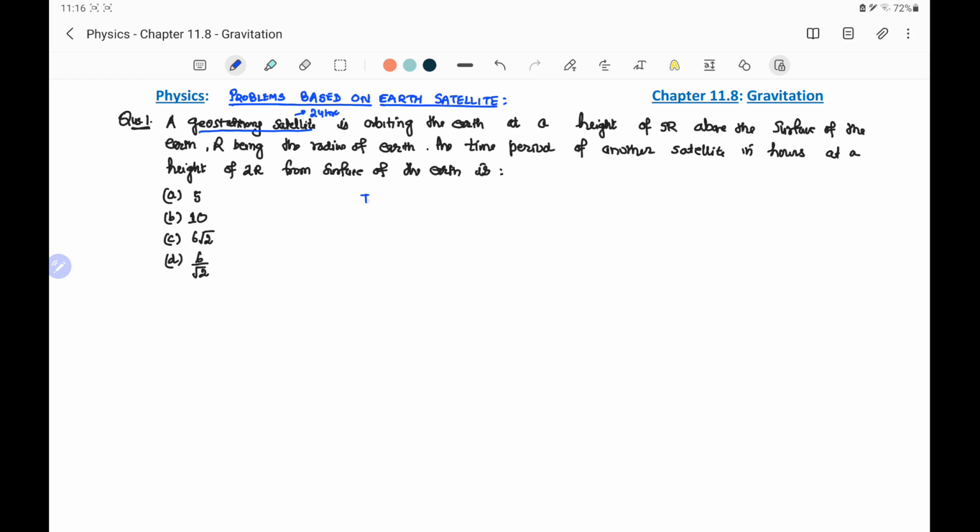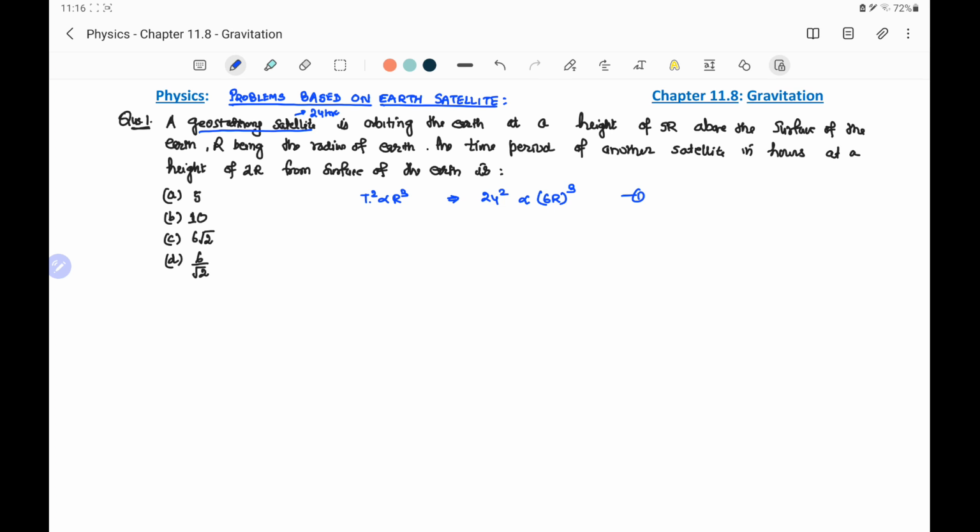Using Kepler's third law, we know that T square is proportional to r cube. So this implies that for the geostationary satellite, 24 square is proportional to the radius of the circular path for the satellite, which is at a height 5r, will be 6r. 5r plus r, the radius of the Earth. So it is (6r) raised to power 3. This is equation number 1.